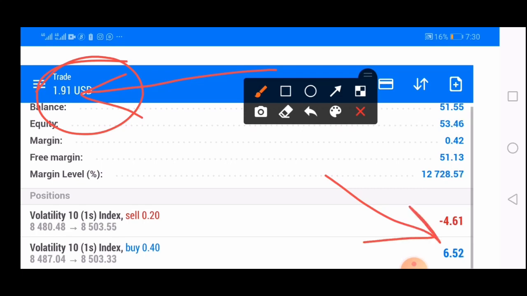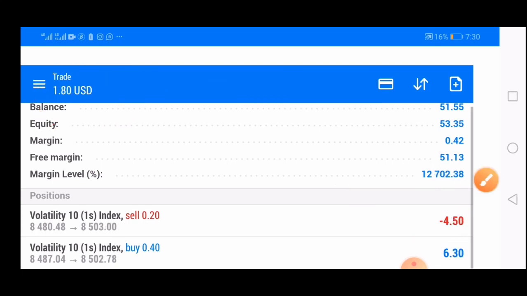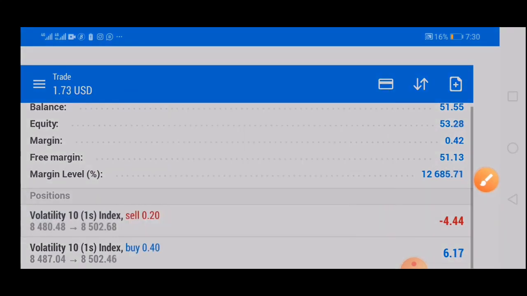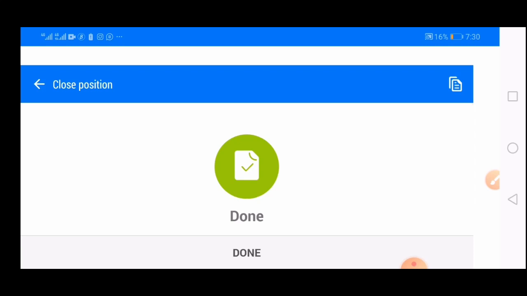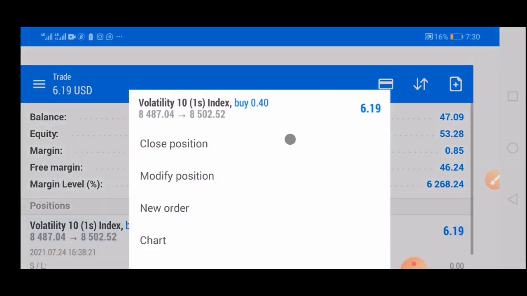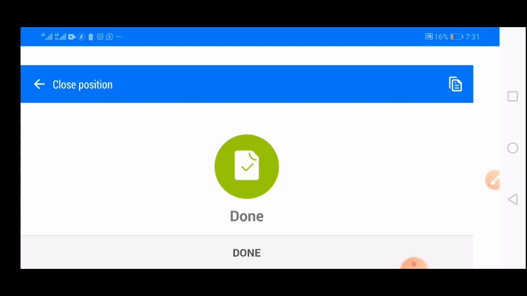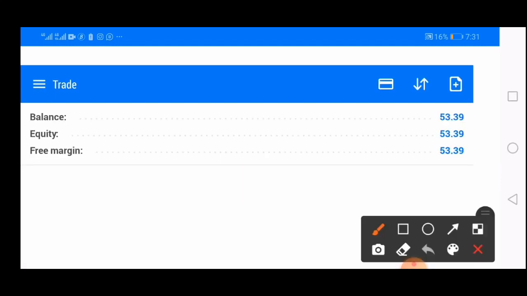This is $6.48, and the loss is $4.5. But what matters is our profit is more than our loss. That's one thing with hedging: the hedge trade's profit will surpass the loss and start giving you profit. So I'll close it now. First I'll close the loss, then second I'll close this one on profit. Before we had $51 here, now it's $53.